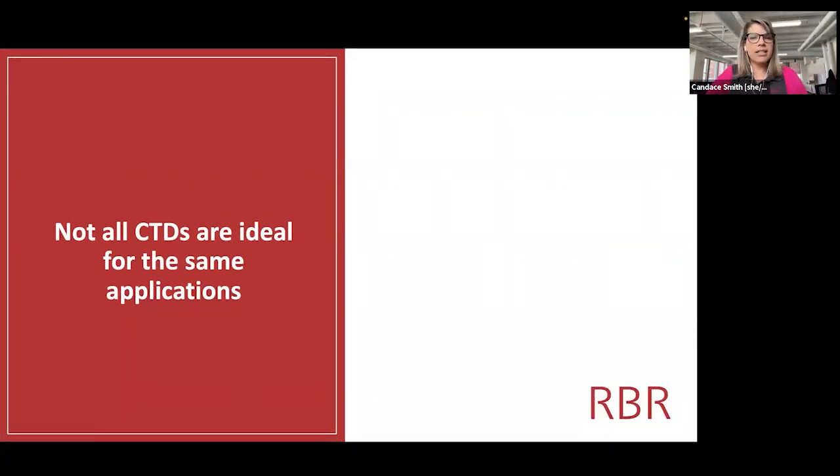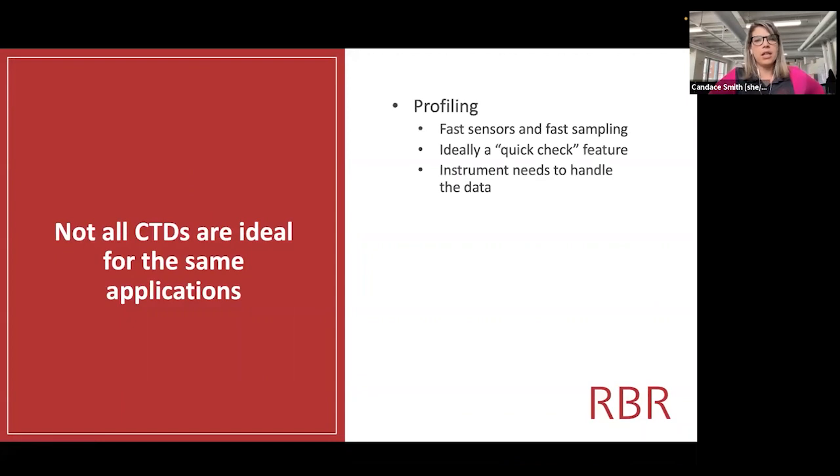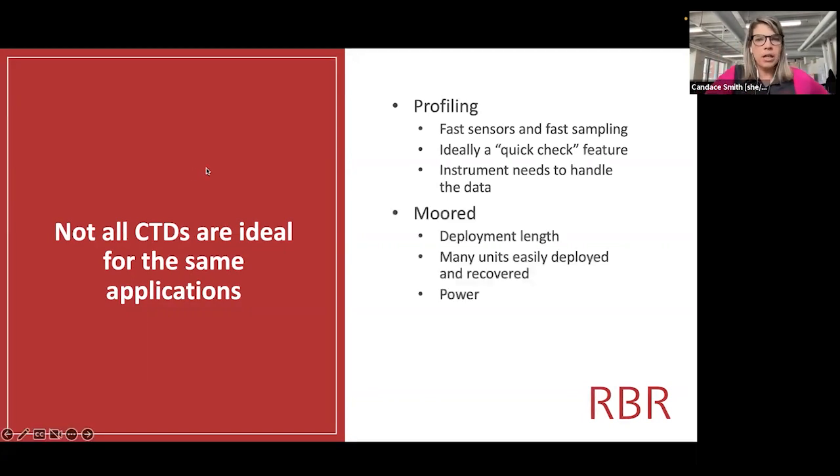So not all CTDs are ideal for the same applications. For profiling CTDs, you really want to think about fast sensors with fast sampling. Ideally, it has a quick check feature like an app or Wi-Fi to check, did I get it? The instrument needs to be able to handle the data, which is, again, will it be able to hold all the measurements? Will the batteries last while I'm out there?